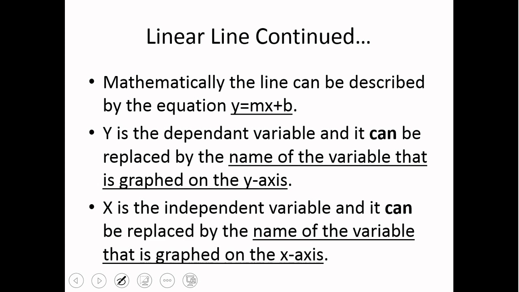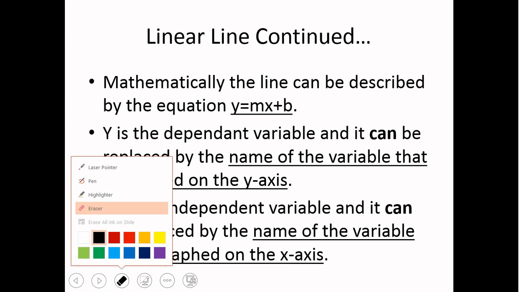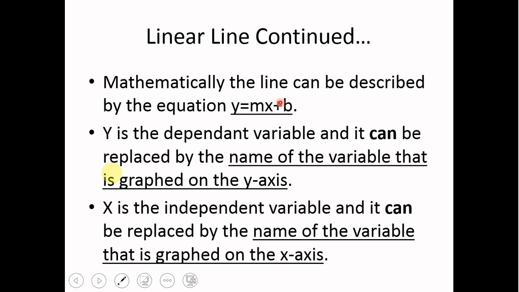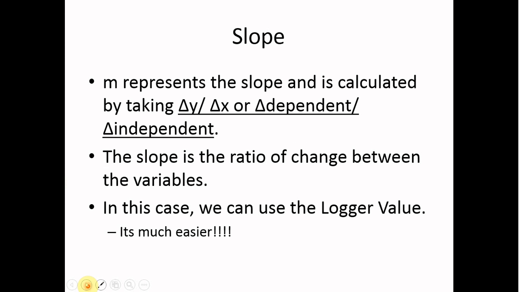So mathematically that line can be described by the equation y is equal to mx plus b. Where y is the dependent variable, and it can be replaced by the name of the variable that is graphed on the y-axis. x is the name of the variable graphed on the x-axis, and I talked about that in a previous lesson, but I'm going to show you how to do that in just a bit.